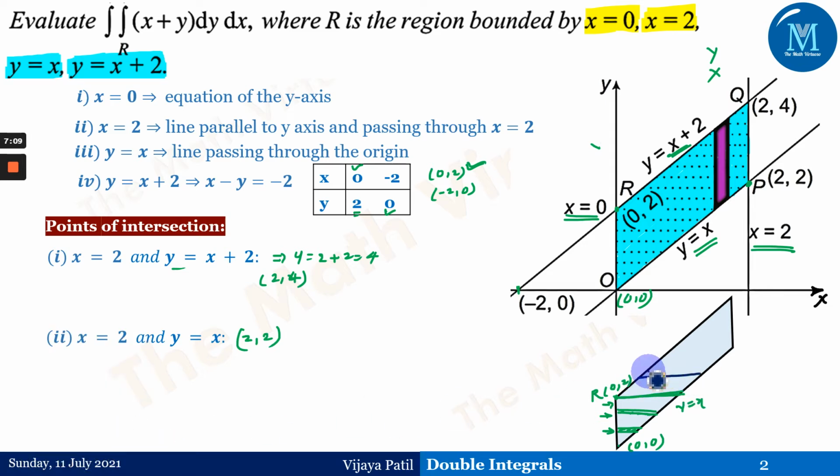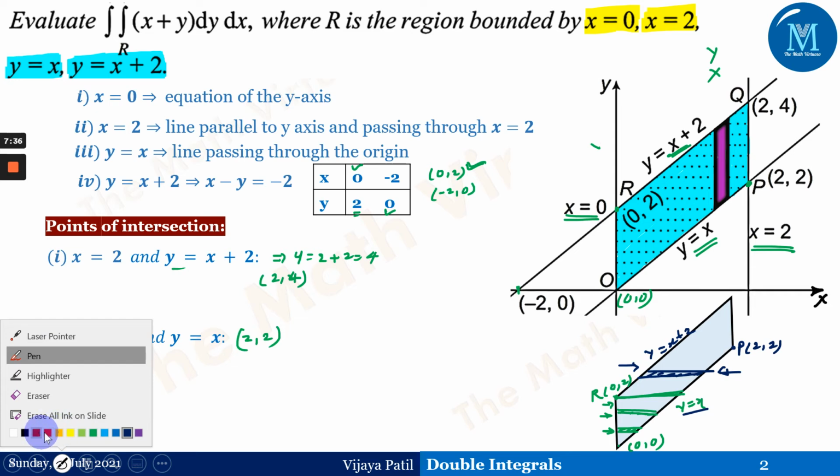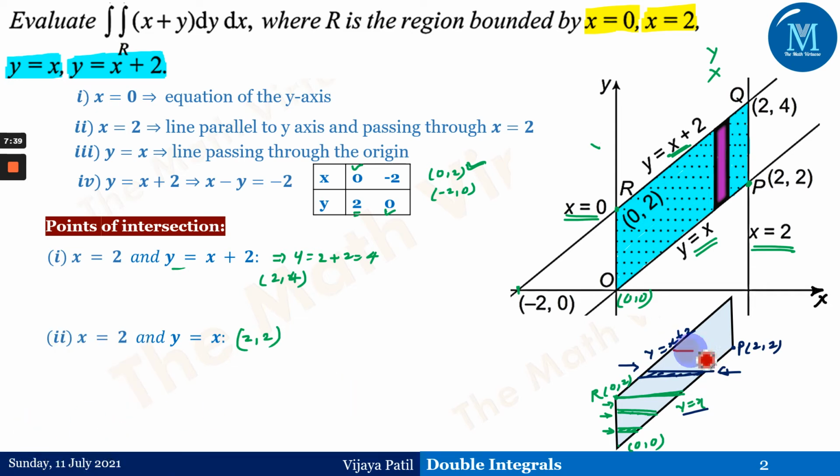If you observe here, this end of the strip is lying on y equals x plus 2. This line, whereas the other end is still on the y equals x line, right? And again it will come to this particular point, which is the P point, 2 comma 2. Again it will change the other end of the strip. That means it is coming over here after crossing this point P.